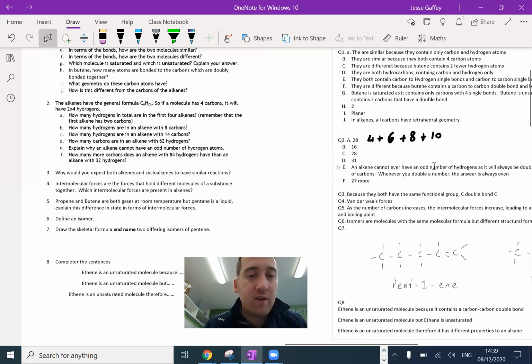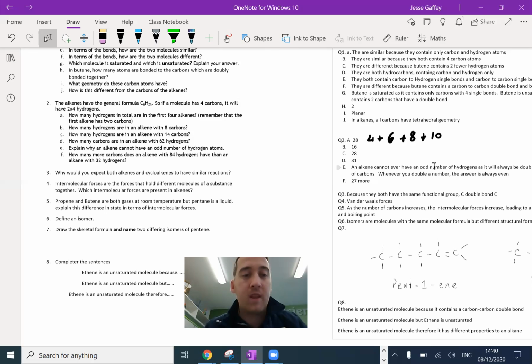How many hydrogens are in the alkene with 8 carbons? That is going to be 2 times 8, 16. How many hydrogens are in an alkene with 14 carbons? Well, it's 2 times 14, which is 28. And the next one is a little tricky. How many carbons are in an alkene with 62 hydrogens? Well, we've got to work backwards here. If we've got 62 hydrogens, it's going to be half that amount of carbons. So 31 carbons.